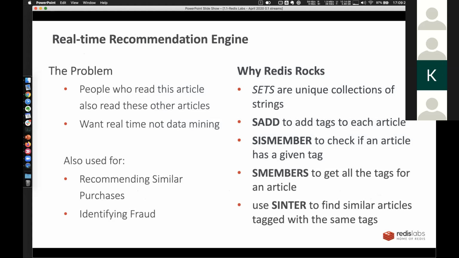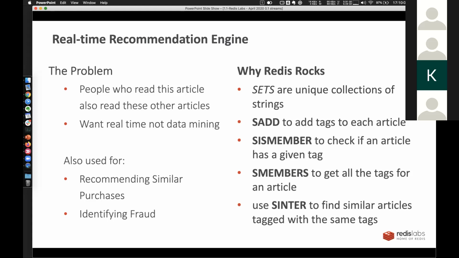Now, switching gears, another use case: you have a website that is serving news articles. When a reader is reading an article, in real time, you want to give him a recommendation for similar articles. Rather than doing the processing in the background, you want to do that processing in real time. The same pattern that I'm showing you here can again be used for identifying fraud, doing the set operations, or recommending similar purchases. Okay. And this pattern uses sets.